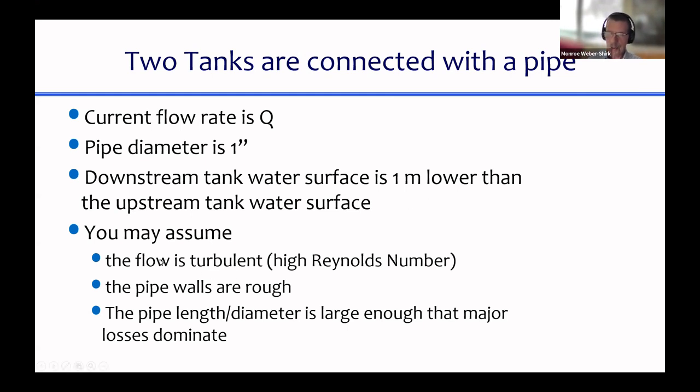And you can assume these following things. And this is code for figuring out what's important in this problem. And if you were actually doing this problem as an engineer, you would want to go back at the end and verify that all of these assumptions were right. So you can assume that the flow is turbulent, and indeed there's a very high Reynolds number. You can assume that the pipe walls are rough, and you can assume that the pipe length over diameter ratio is large enough that major losses dominate. So let's go back to the first one. The flow is turbulent.